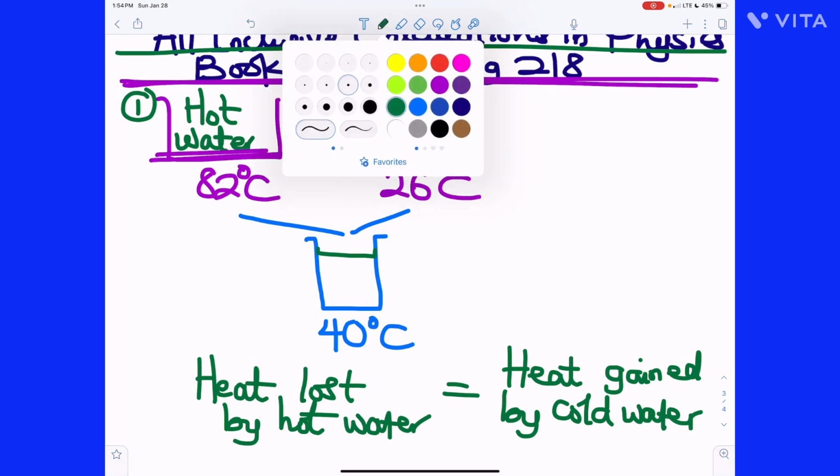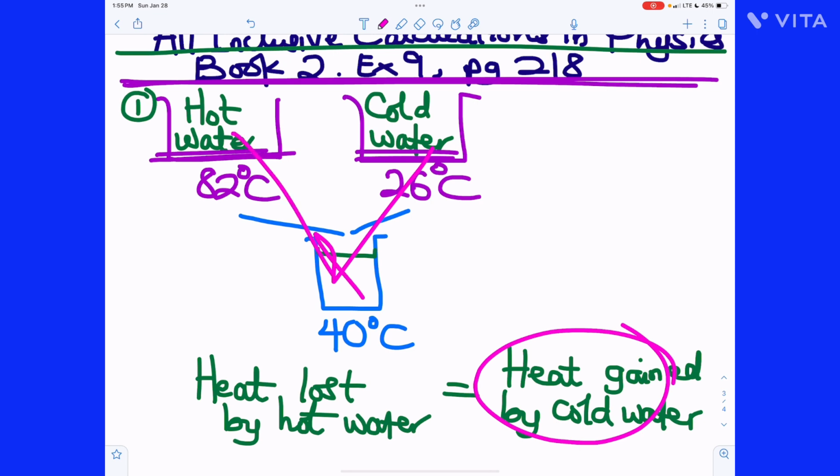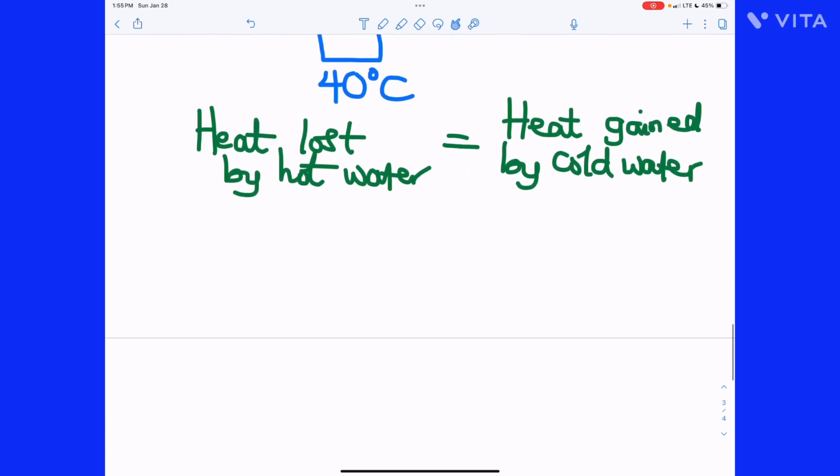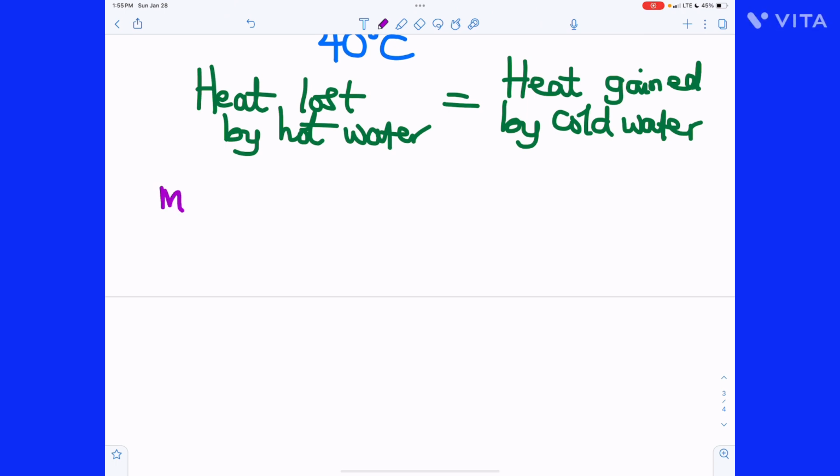Because you are going to take a small amount of hot water and mix it with some amount of cold water, the heat lost by the hot water will be gained by the cold water that you mix into this container. You are mixing the two. So let's go. Heat lost by hot water is equal to heat gained by cold water. Now, heat lost by hot water will be the mass of hot water times the specific heat capacity of water times change in temperature of the hot water. Also, the heat gained by cold water will be the mass of cold water times the specific heat capacity of water times the change in temperature of cold water.